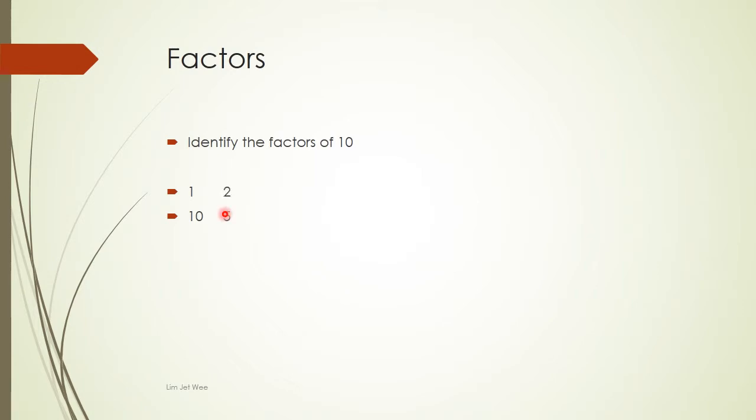So I'll move up to look at 2. Can 2 be a factor of 10? Yes, 2 times 5 is actually 10. So 2 and 5 are also factors of 10. What about 3? Well, 3 can't really divide very nicely into 10, so I can't use 3.